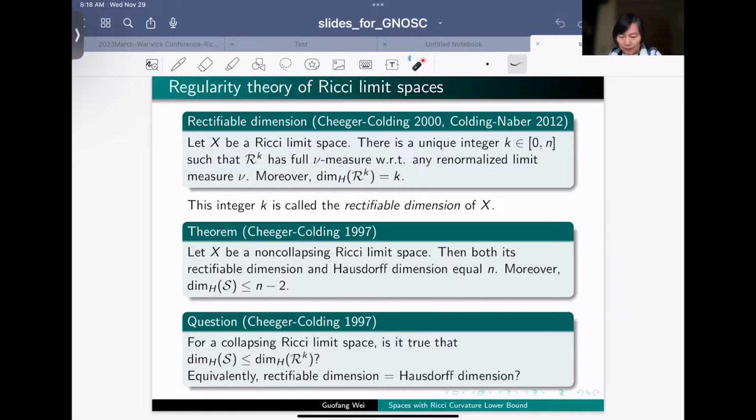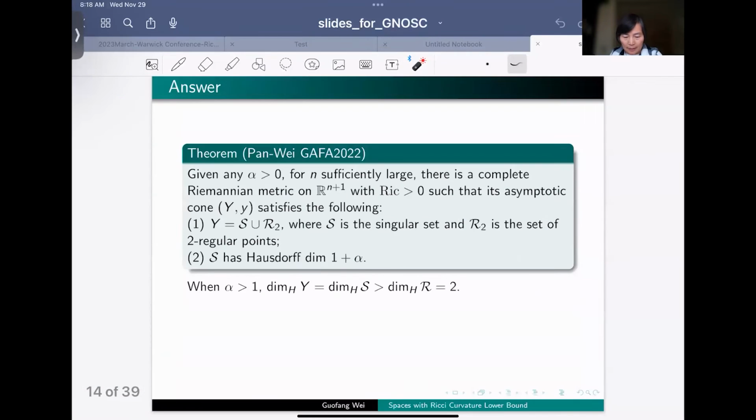Recently, Pan and I gave a negative answer to this question. Namely, we can show that you can just take the topology to be R^n, very simple, with positive Ricci curvature, and take the asymptotic cone, which is the cone at infinity where you scale back. So it's also a Ricci limit space, a very special one.